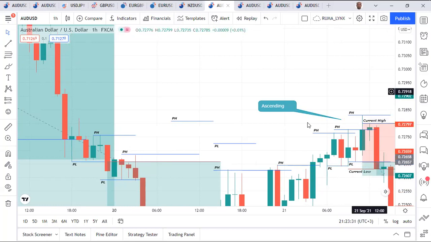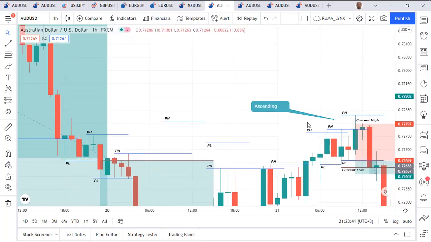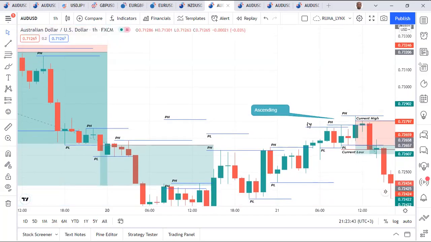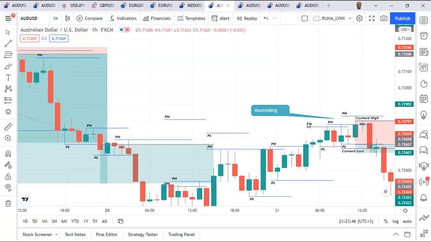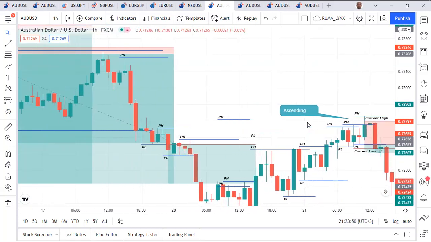And I'll show you the second part on how you manage your trade. How do you keep moving a stop loss as the market keeps going down? Let me zoom out a little bit. I think I zoomed in too much, so that you're able to see.